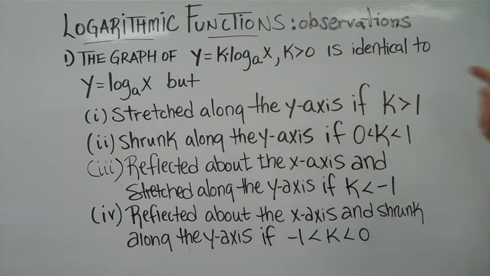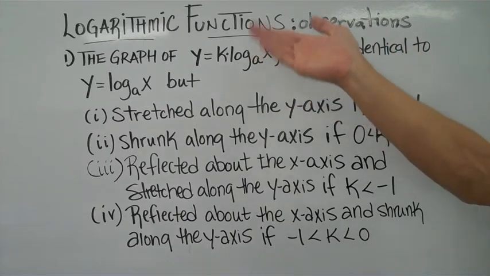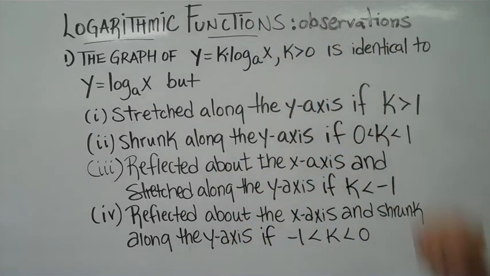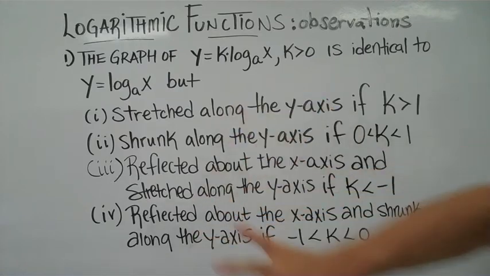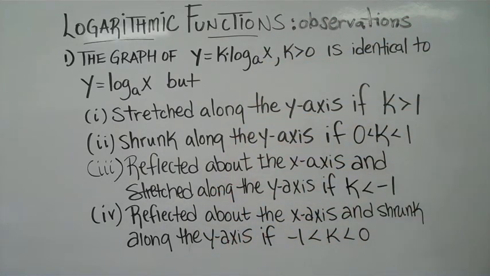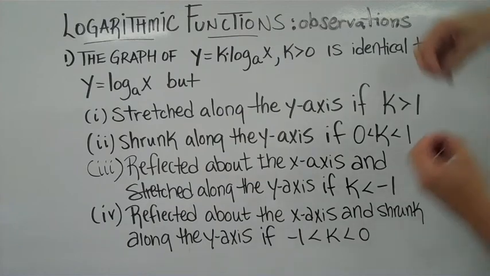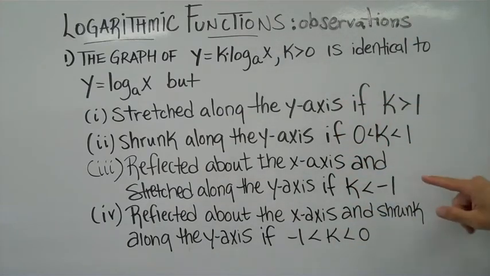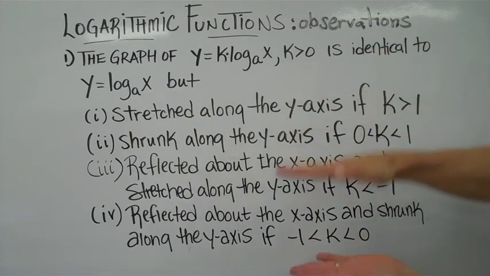If k is negative and less than negative 1, so its magnitude is great, we're going to first flip it about the x-axis and then stretch it. If k is negative, but it's a small number, meaning it's between 0 and negative 1, a fraction, we're going to flip it over the x-axis and then compress or shrink it. So, greater than 1, stretch it. Between 0 and 1, shrink it. Less than negative 1, flip it and stretch it. Between negative 1 and 0, flip it and shrink it.